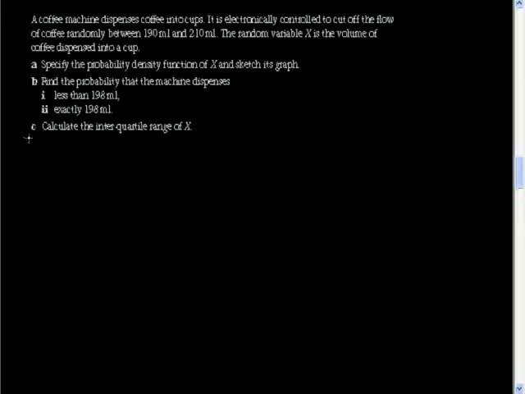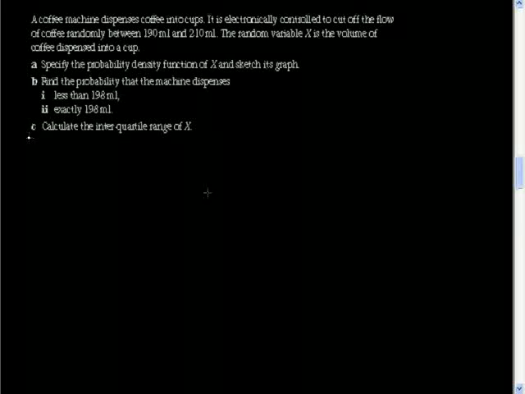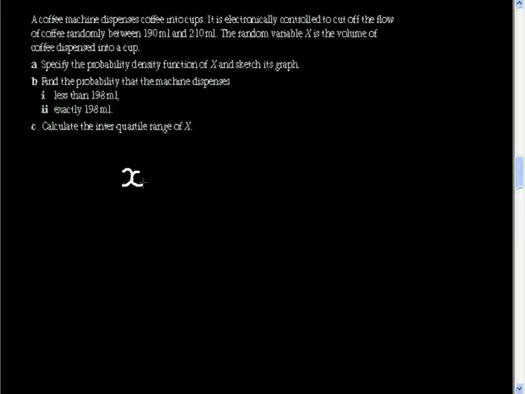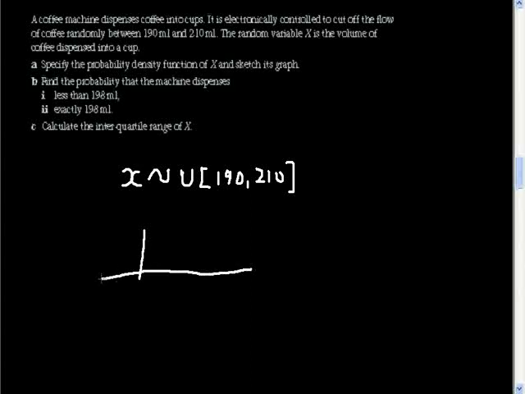Because the values could take any values between 190 and 210, it's totally random. You use a continuous uniform variable to model this problem. So your variable x is modeled as a continuous uniform variable, with parameters where the values are between 190 and 210. So that's the first question solved.